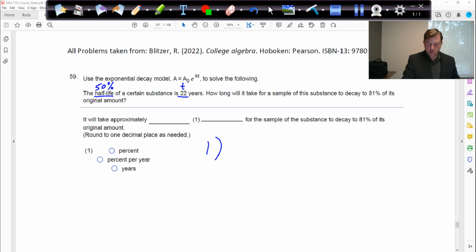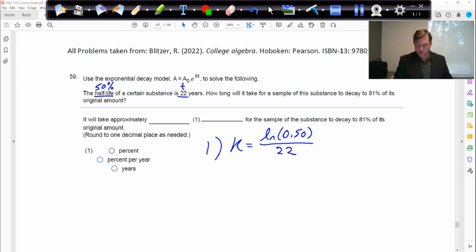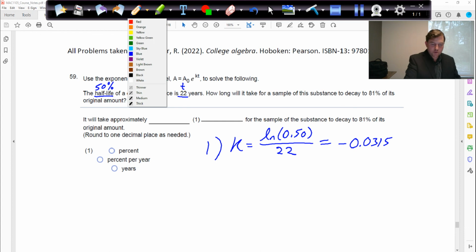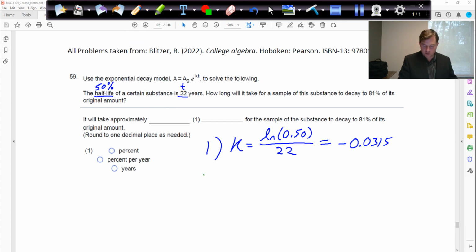So step 1 is to solve for K using the natural log of the 50% amount, and then you have to use the amount of years for the 50% amount, which is 22. So you're going to divide those two first, and for this one you should get negative, decaying, 0.0315. Then in step 2, you're going to use that K to solve for an unknown T.